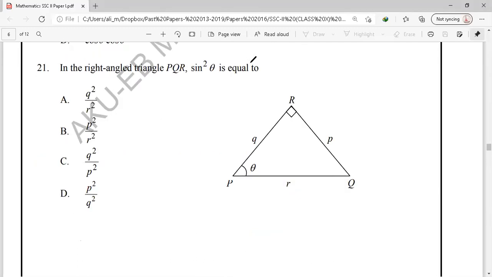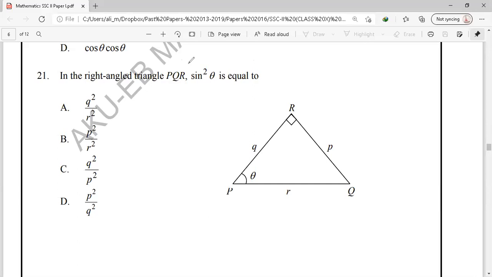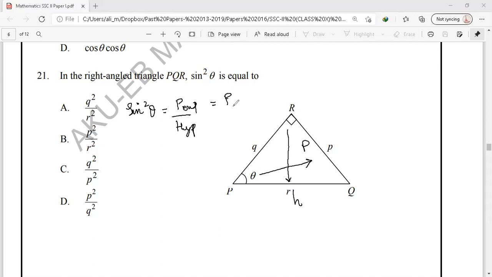Let's see question number 21, and in this question we have a right angle triangle PQR, and we have to find the value of sine square theta. The value of sine is perpendicular over hypotenuse. We know that the side opposite to the angle is the perpendicular, while the side opposite to 90 degrees is the hypotenuse. So perpendicular would be P and hypotenuse would be R. So sine square will be equal to P square over R square. For 21, the correct answer is option B.